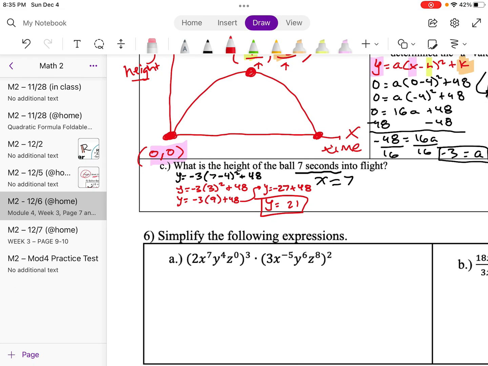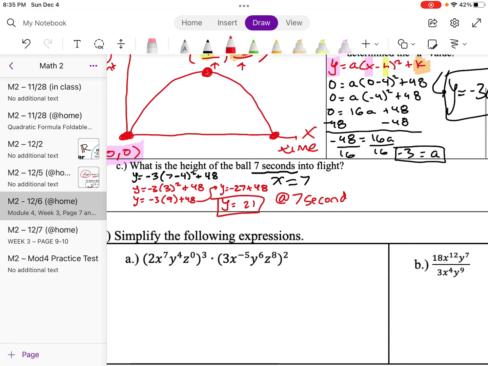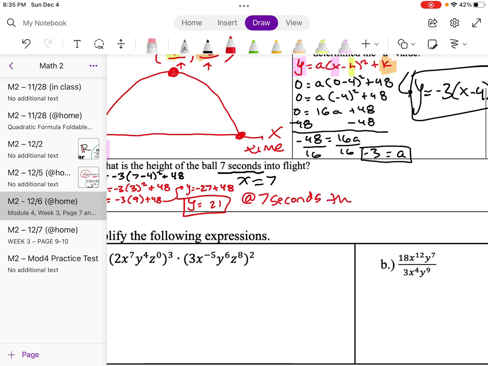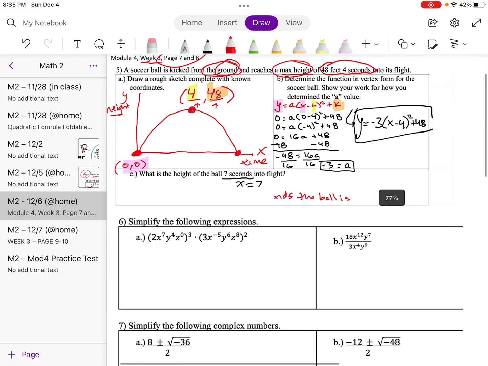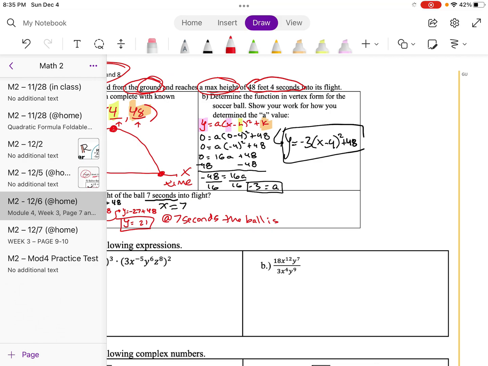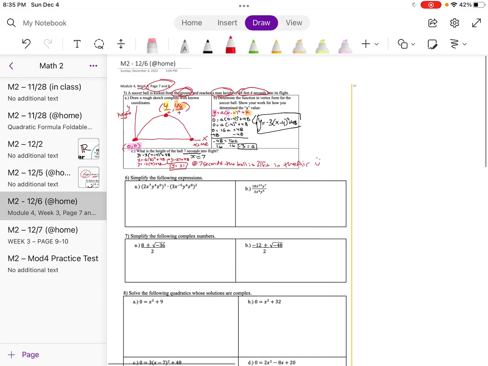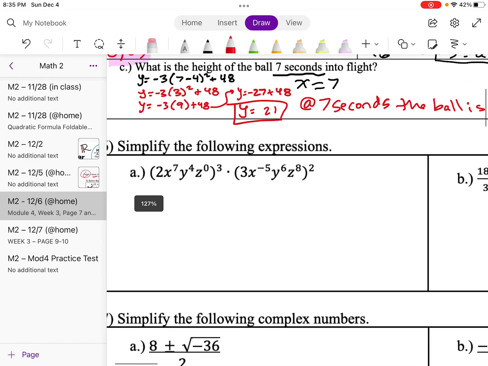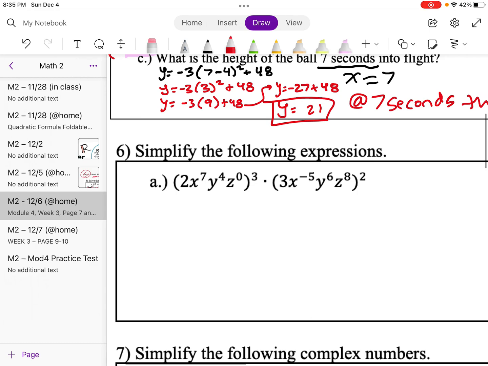So what does this mean? This means at 7 seconds, the ball is 21 feet in the air. Oh wait, let's do the next one.